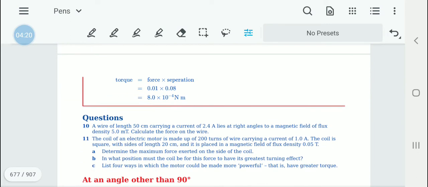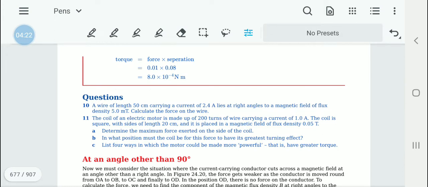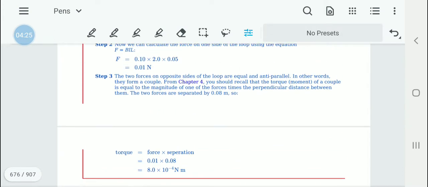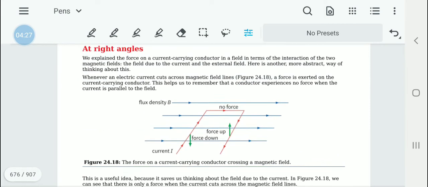If you have any difficulties, ask questions. If not, do question 10, 11. But before that, please write down this note.